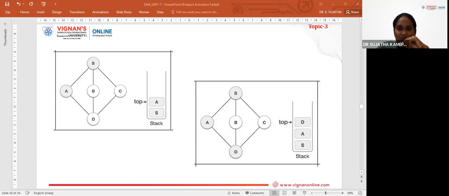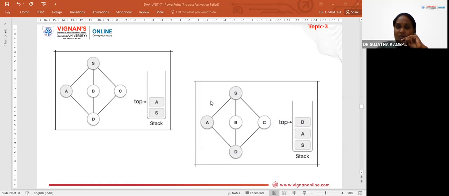Now we want to explore any unvisited vertex from A. So here if you observe, A is having only 2 adjacencies, S and D. Since S is already visited, we need to consider only D. So we are putting D onto the top of the stack and we are marking D as visited.